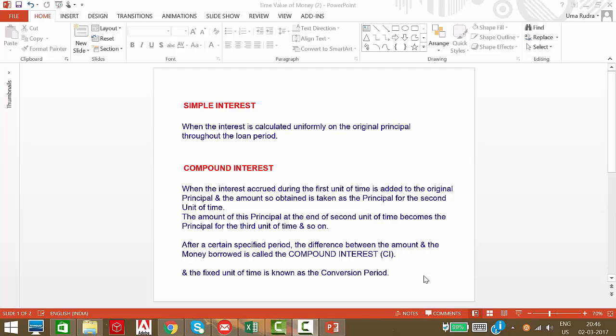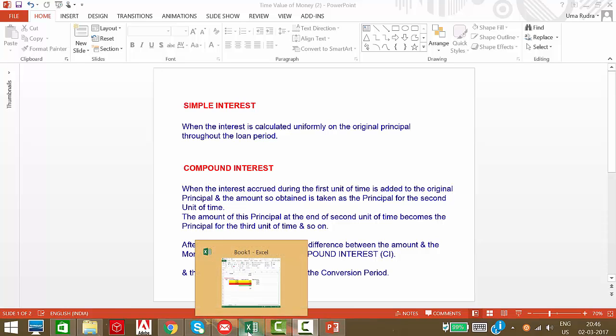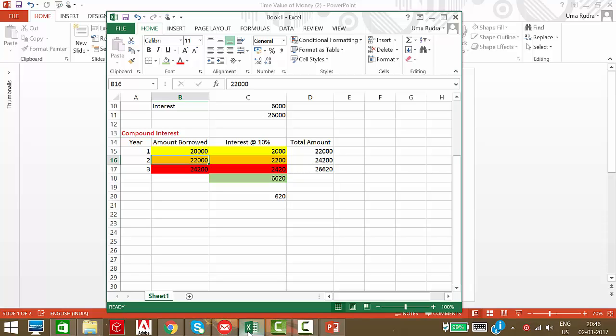So in this video lesson, we will be studying more about compound interest. In my last video lesson, I started compound interest. So let us see. This is the example which we studied.